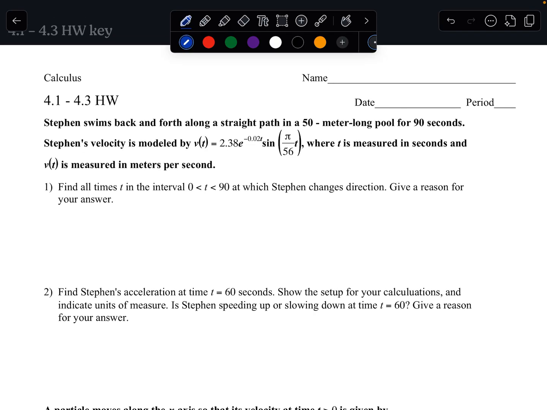Stephen swims back and forth along a straight path in a 50-meter long pool for 90 seconds. Stephen's velocity is modeled by the given velocity function, where t is measured in seconds and v of t is measured in meters per second. Find all the times in the interval from 0 to 90 at which Stephen changes directions. Give a reason for your answer.